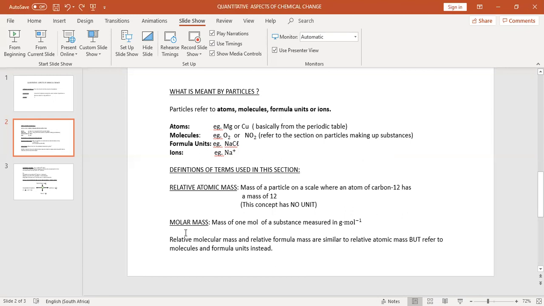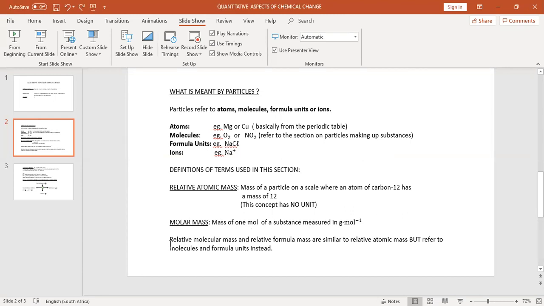Now related to that is molar mass. Look at the word molar coming from mole. So it's the mass of 1 mole of a substance measured in gram per mole. This is important. I did not use the word relative, so I have to have a unit. Gram per mole. That means how many grams in 1 mole. That's the mass of 1 mole.